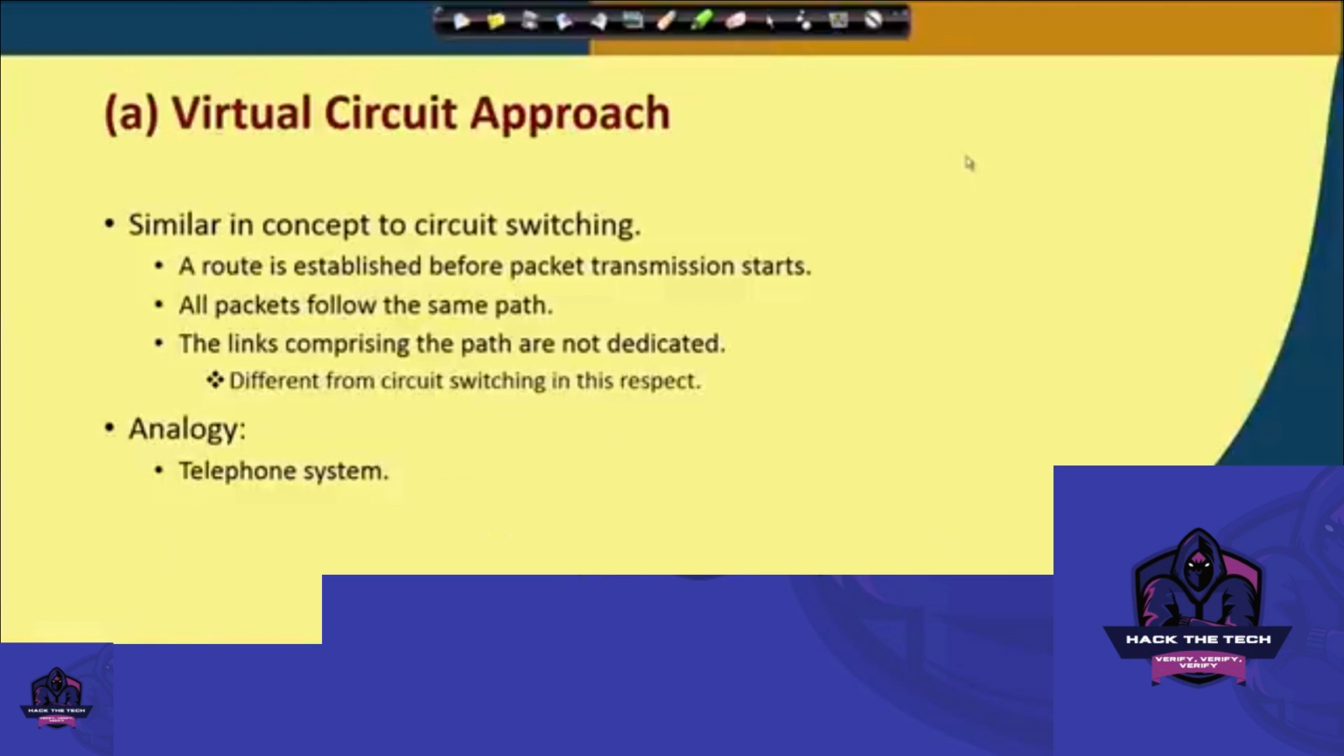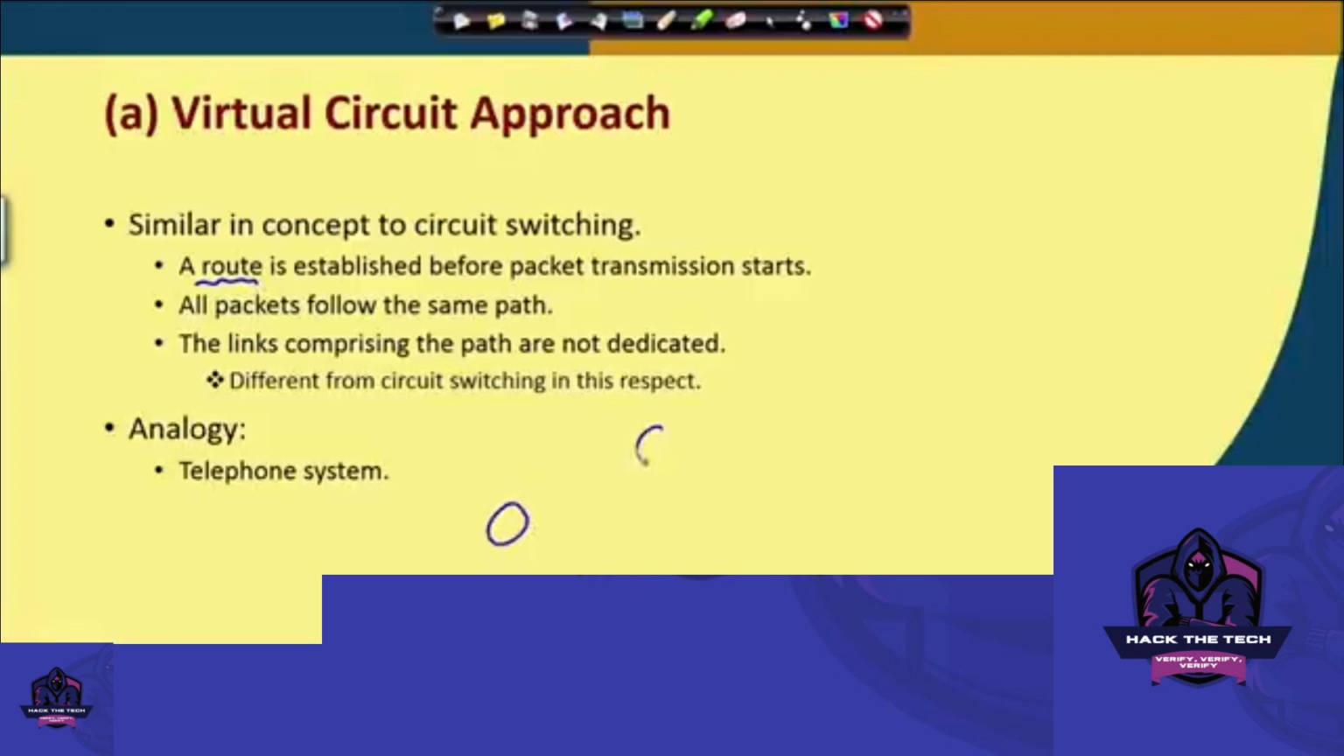Now, the first method, the virtual circuit approach, I am just mentioning briefly because this is not that widely used in the internet, very rarely you will find this. Here the concept is somewhat similar to circuit switching. In circuit switching, you recall I said before a communication some path is decided upon and the links are dedicated or reserved. Some guaranteed bandwidth is provided for the communication. So, virtual circuit is similar in the sense that here you are establishing a route.